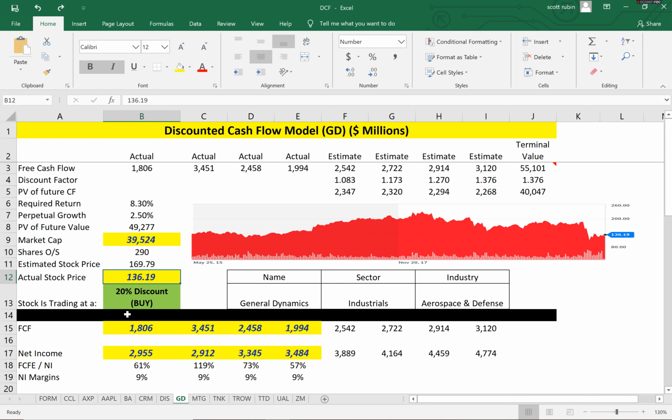actually trading at $136. So it's trading at a 20% discount. So this is a buy. Based on the discounted cash flow model, we consider this a buy. And it's interesting to see the last few years of the stock price. You can see it peaked a little above, maybe 230. And it's been around 180, 170, which is just about what we calculated the stock price to be. So it was trading at its intrinsic value for a while, but then everything pretty much dropped.